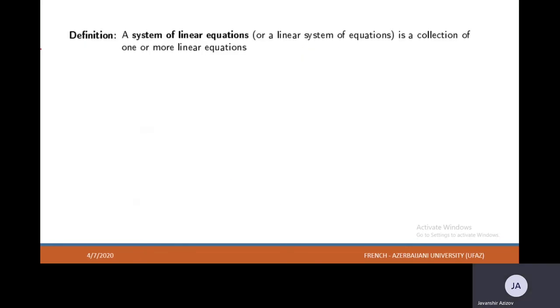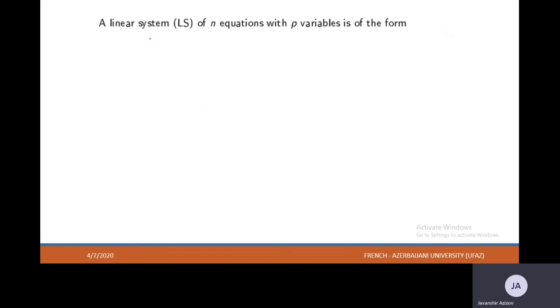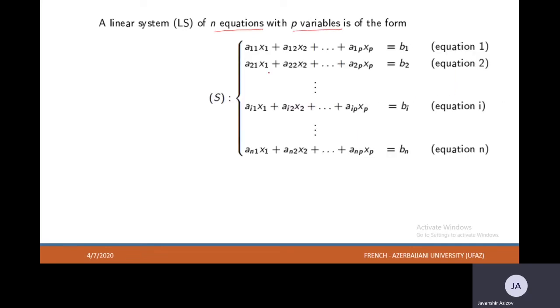Let's look at the definition of linear systems. A system of linear equations, or linear system of equations, is a collection of one or more linear equations. As you see here, the system is a collection of two linear equations. So it's a system of two equations. Let me generalize this example. A linear system of n equations with p variables is of this form.